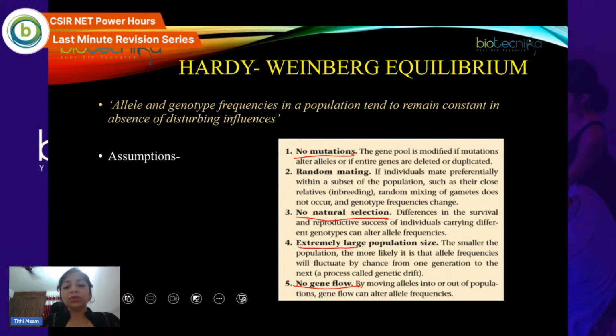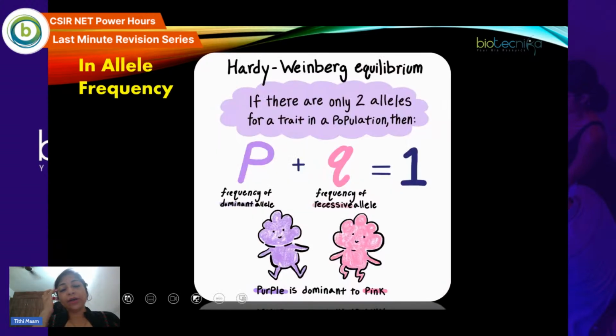The population is extremely large, because when the population becomes extremely large, the chance of genetic drift is very less or negligible, and the population is randomly mating. So these are the 5 assumptions of Hardy-Weinberg equilibrium. So the statement of Hardy-Weinberg equilibrium becomes that for an extremely large randomly mating population, the allele frequency and genotype frequency will remain constant generation after generation, provided there is no mutation, no migration, and no natural selection acting on the population.